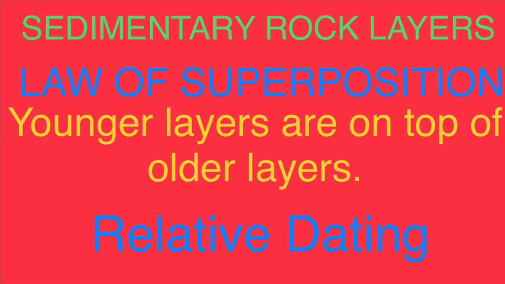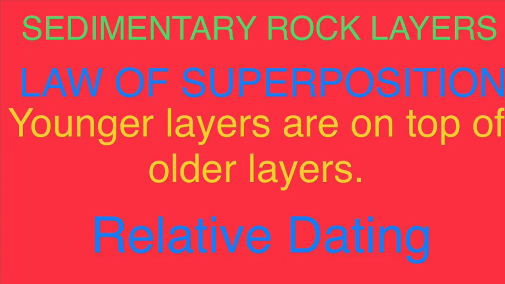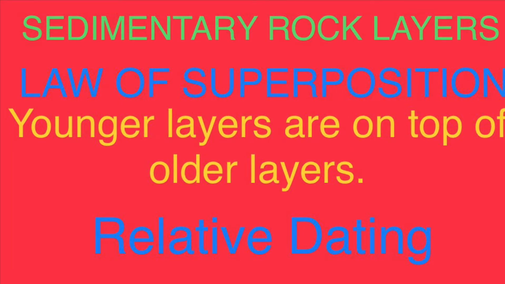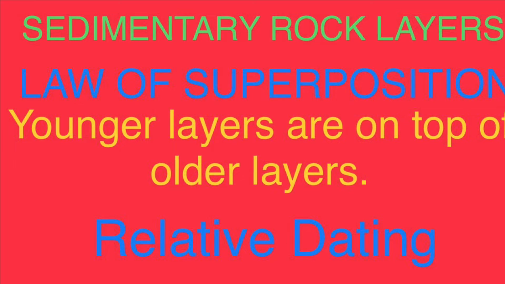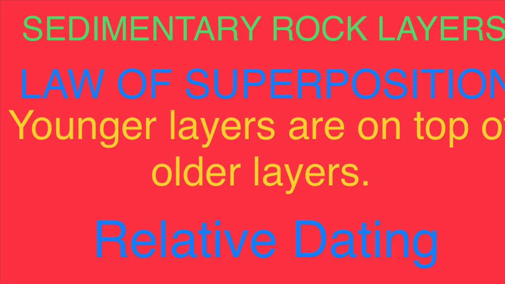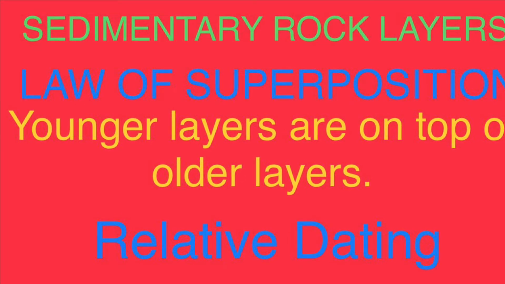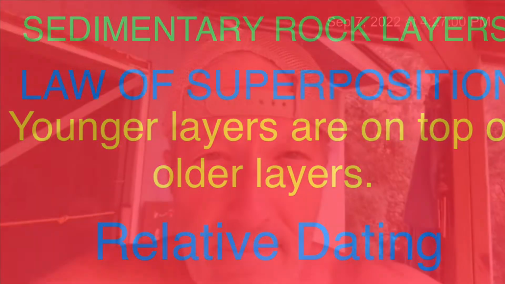We should also keep in mind the idea of relative dating, which means if you have a bunch of rock layers, you know the younger ones are on top and the older ones on the bottom, but you don't know exactly what their age is, so it's relative to each other. Let's take a look at some pictures that'll help clarify these ideas.